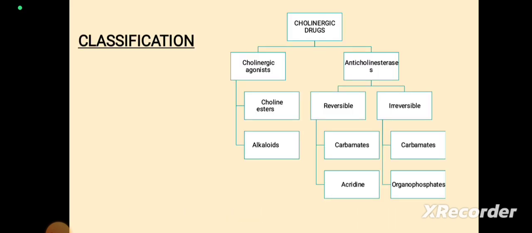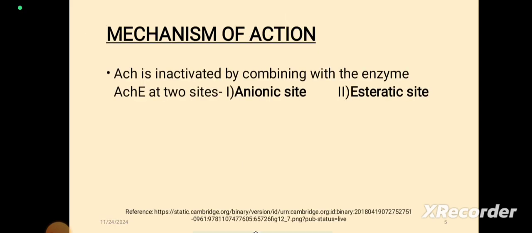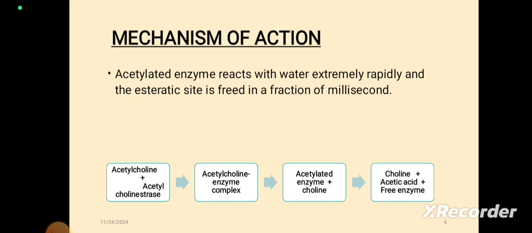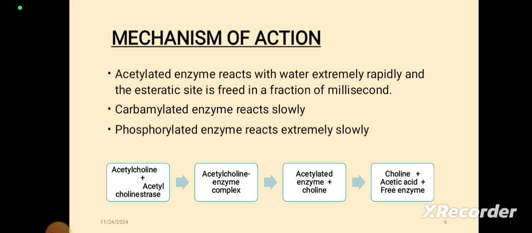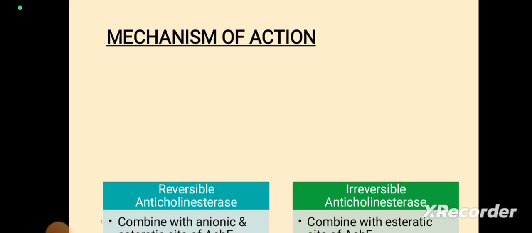Here we can see anticholinesterases are divided into reversible and irreversible. In these there are carbamates and organophosphates. So the same thing here, it is written that carbamylated enzyme reacts very slowly for reversible, and phosphorylated enzyme reacts extremely slowly for irreversible. So now next I continue my mechanism of action.